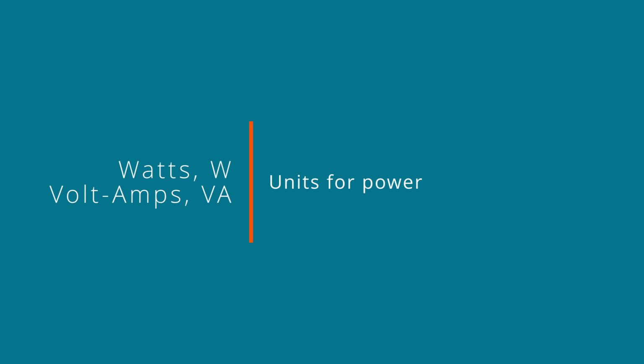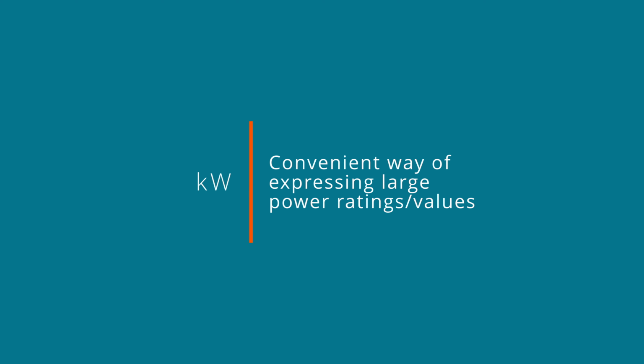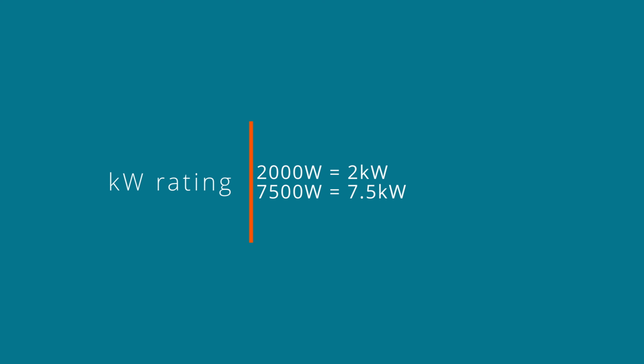In an electric circuit, power is also measured in volt amperes, or VA. For most large electrical equipment found in homes or industries, we mostly refer to their power ratings in terms of kilowatts. For example, a 2 kilowatt space heater or a 7.5 kilowatt motor.